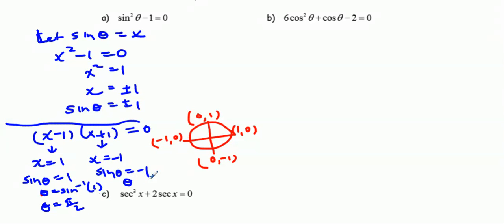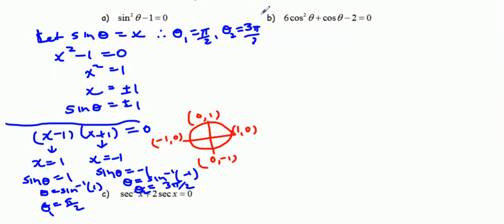And you're going to do the same thing here. Theta equals sine inverse of negative 1. And so theta, where is sine negative 1? Down here at 3 pi by 2. So I'll just do my therefore up here. Therefore, oopsie, I should have done theta 1 and theta 2. Sorry. So theta 1 equals pi by 2. Theta 2 equals 3 pi by 2. Done.